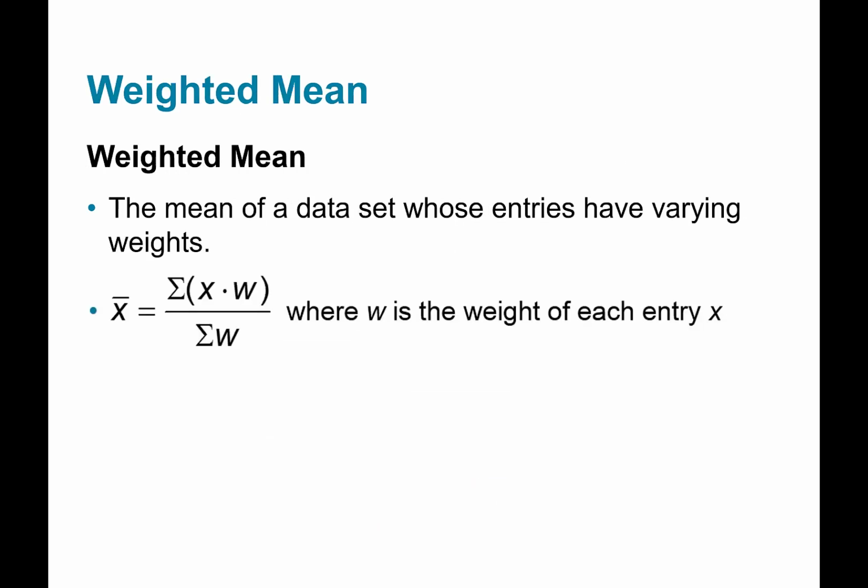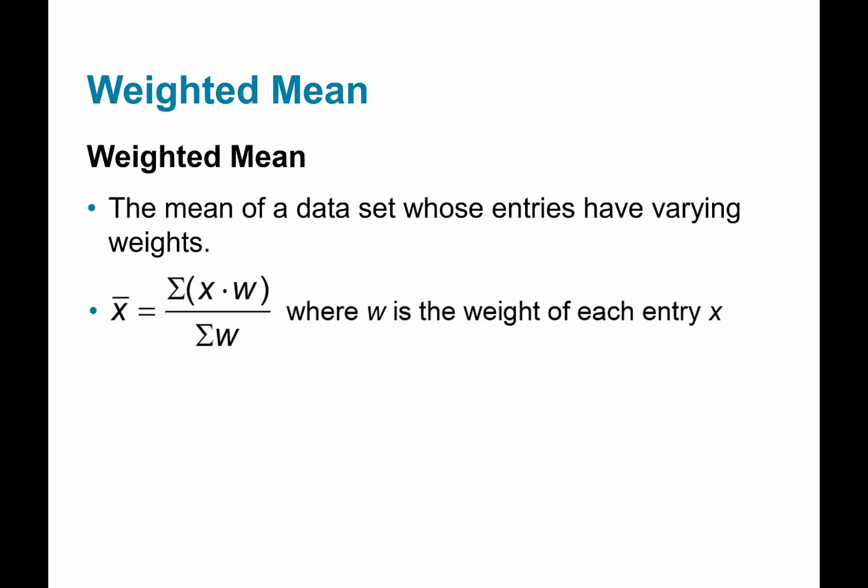The last thing to talk about in this section is a weighted mean. With a weighted mean, essentially you have different weights that correspond to different data entries. The best example that you're probably familiar with is your grades in a class. Your grade in our class, for example, is a weighted mean. Your tests count more than homework, and homework doesn't count as much as the final exam.